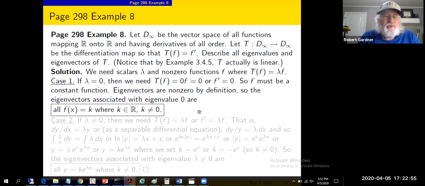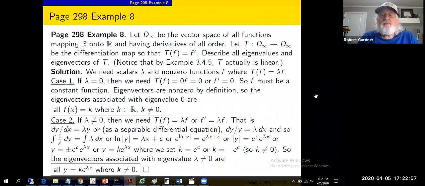A little more interesting is the second case. Suppose lambda is non-zero. Now, we still want the transformation applied to f to be lambda times f. The transformation is the process of differentiation. Differentiation is a linear operator. Might be words you heard in passing in calculus 1. Representing differentiation as a linear operator is valid, a linear transformation. So we get f prime equals lambda f. The transformation equals lambda times the function.